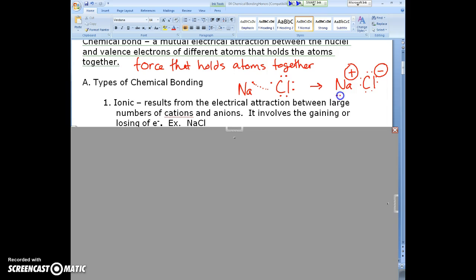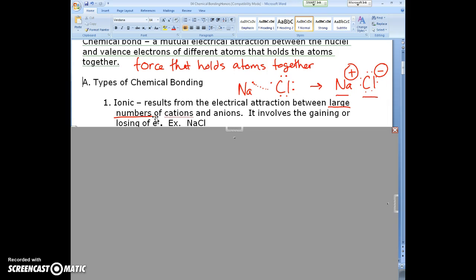Now, it's not just one sodium and one chlorine. It is large numbers of cations and anions. So it's sodium attracted to multiple chlorines and chlorine attracted to multiple sodiums. And that kind of distinguishes it from the other types of bonding as well.